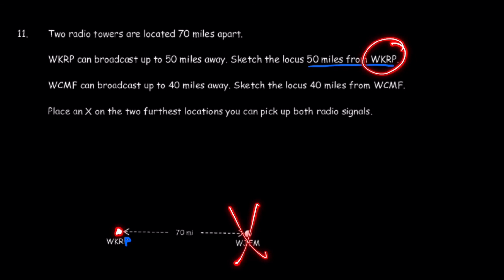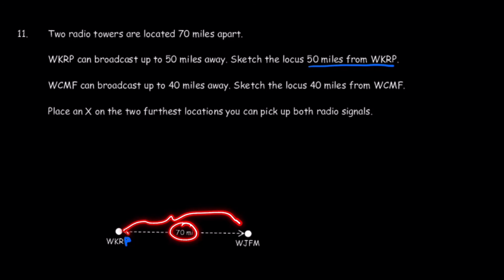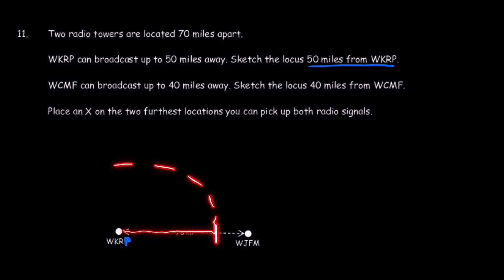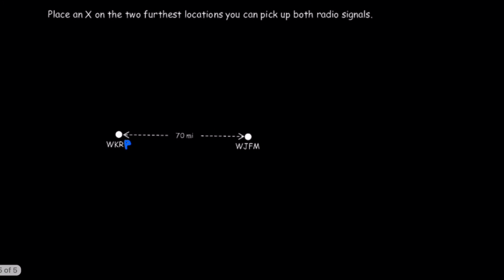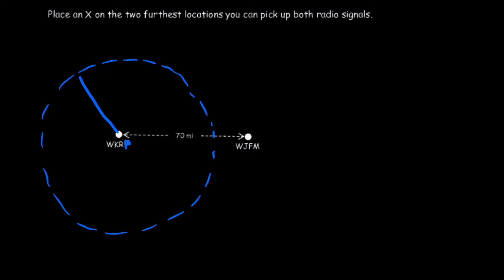So from a point, you're going to be 50 miles away. Well, that's going to be a circle. But again, here's the key. This distance here is 70 miles. Half of 70 is 35. 50 is going to be more than that. So my circle is going to start more than halfway and look something like this. So I'll do that one first. And that radius is 50 miles.